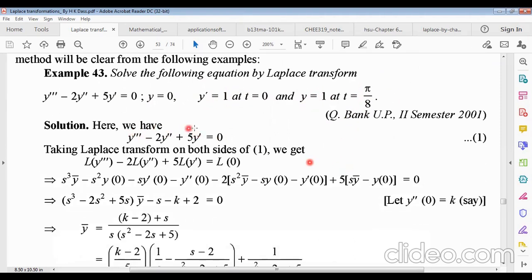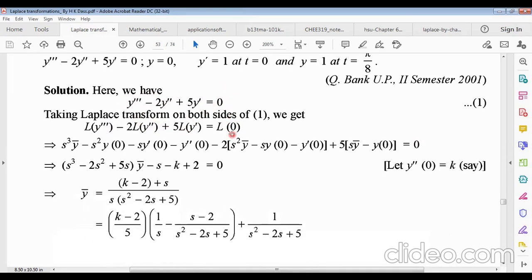Here the given differential equation is this. Taking the Laplace transform on both sides, we get the Laplace transformation of the third derivative of y(t) minus 2 times the Laplace transformation of the second derivative of y(t) plus 5 times the Laplace transformation of the first derivative of y(t), and the Laplace transformation of 0 equals 0. Remember it.